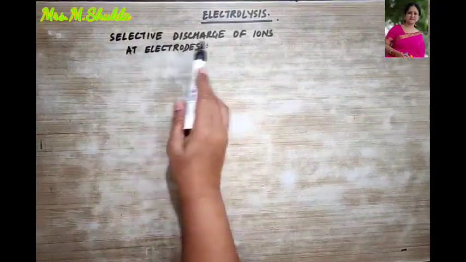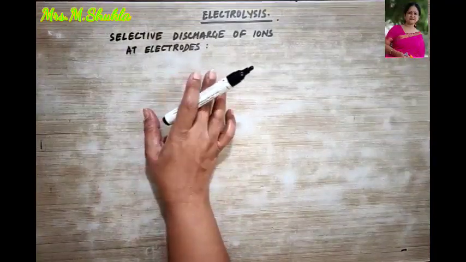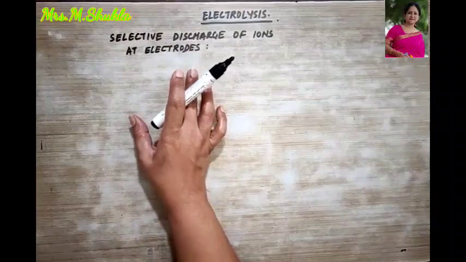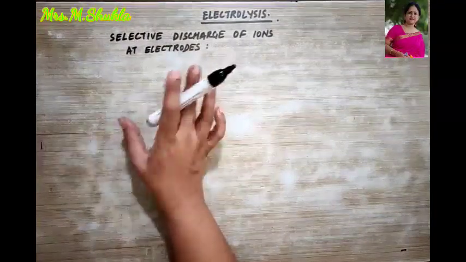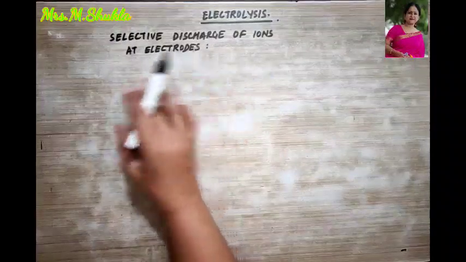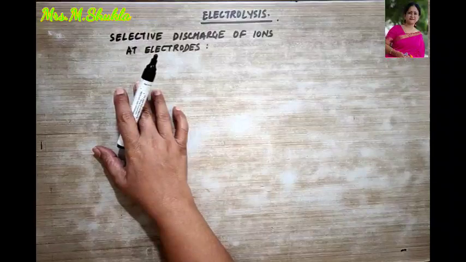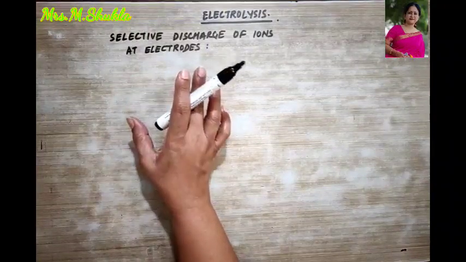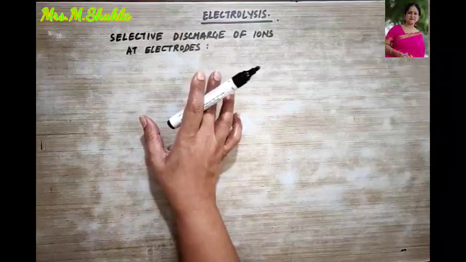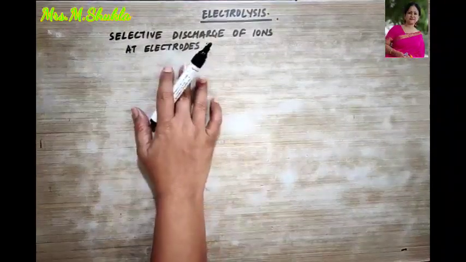What is selective discharge of ions at electrodes? In a solution, when there are two or more ions of the same charge under identical conditions, they compete for discharge at the same electrode, and one of them is preferentially discharged. This process is known as selective discharge of ions at electrodes.